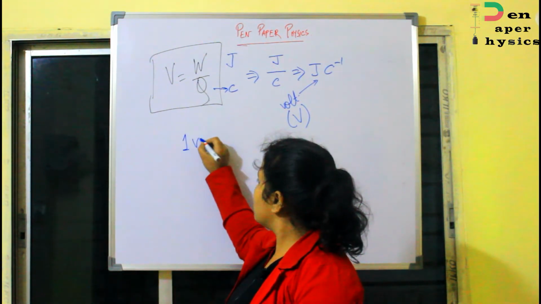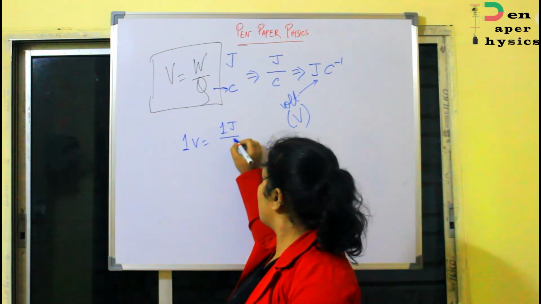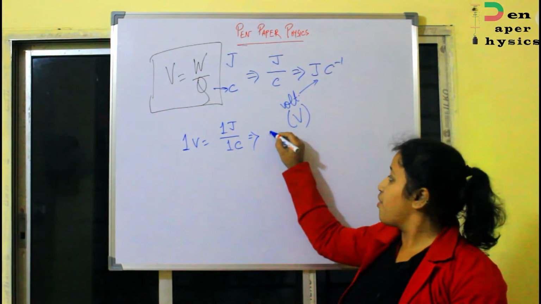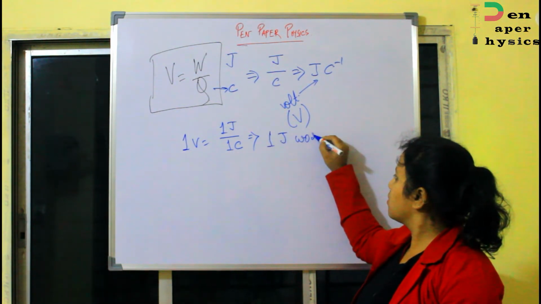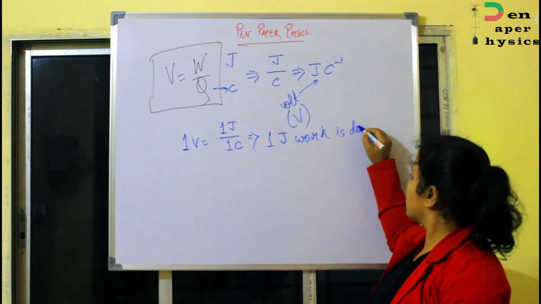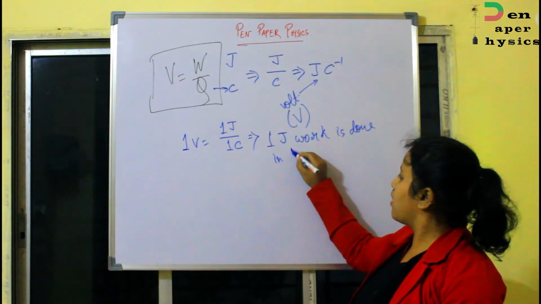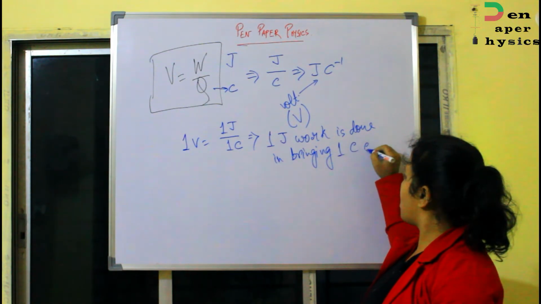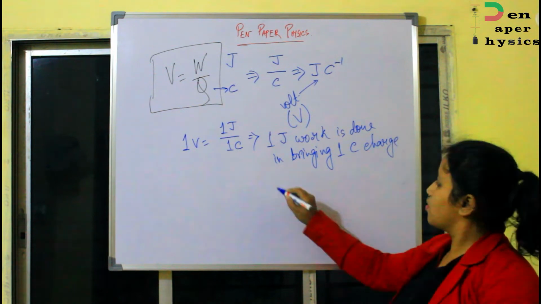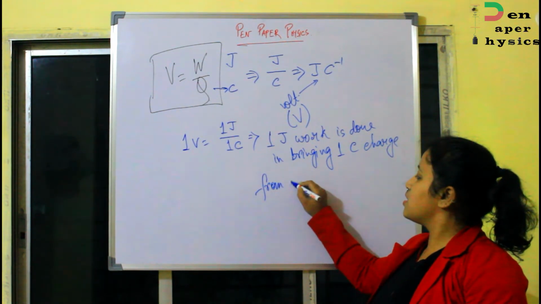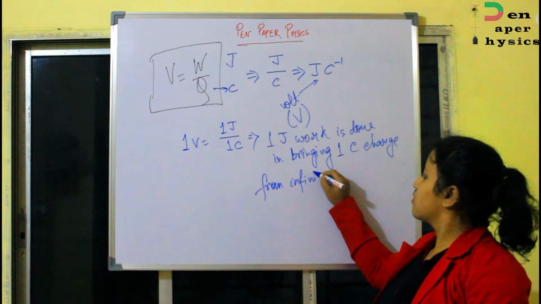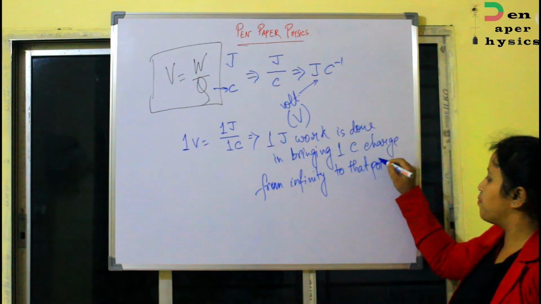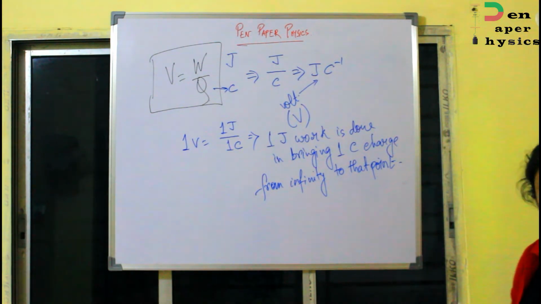So 1 volt is 1 joule by 1 coulomb. So from here we can say that if 1 joule of work is done in bringing 1 coulomb charge from infinity to that point, then the potential is 1 volt.